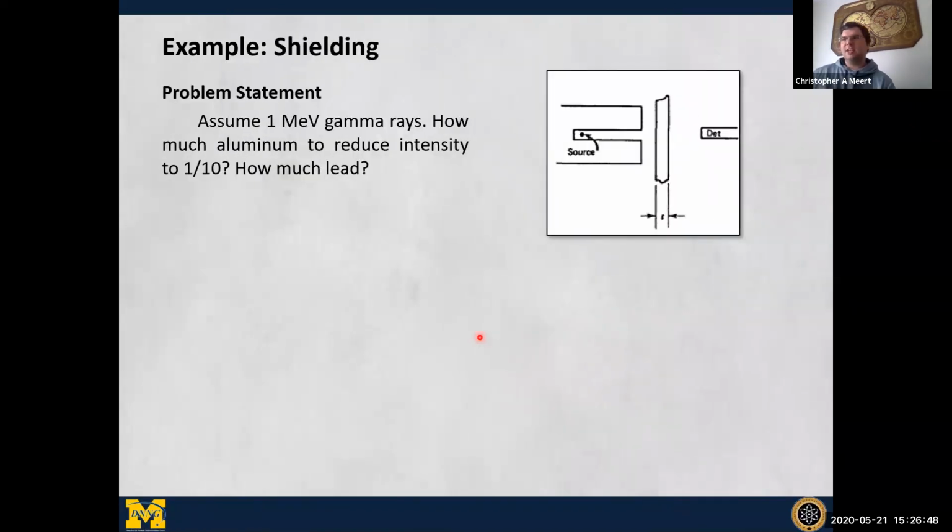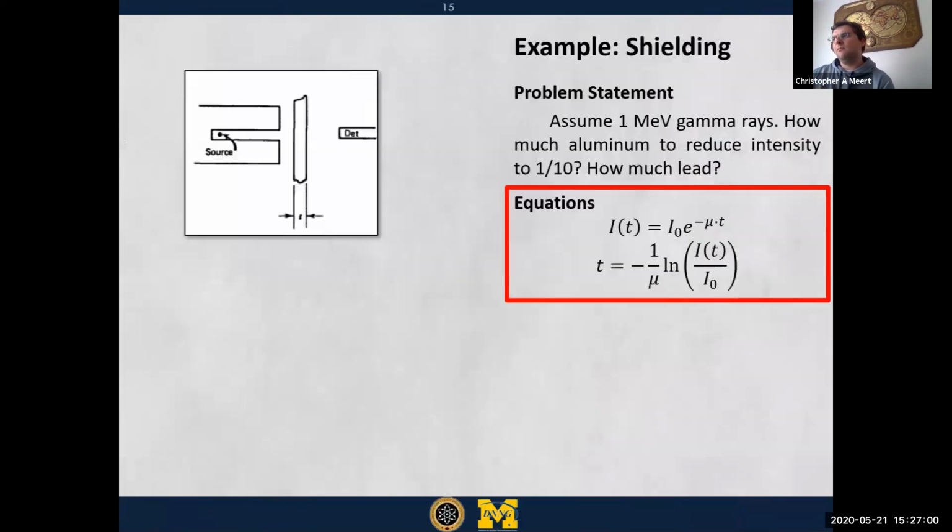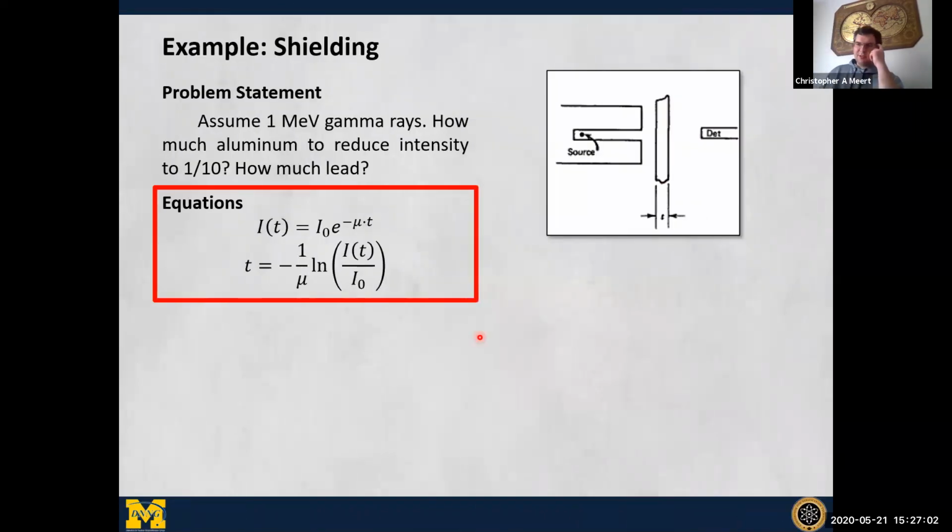So for this actual example, let's say 1 MeV gamma rays are supposed to travel through our detector, and we want to use aluminum and lead to reduce the intensity to 1/10 of its initial value. So again, we can start with this exponential attenuation equation, and we can then rearrange the equation algebraically to solve for the thickness.